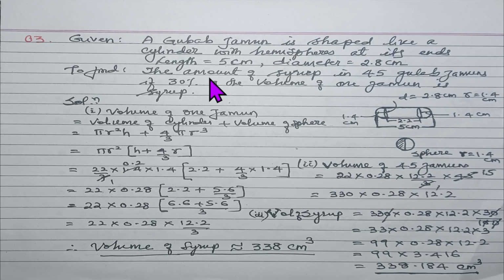Now the syrup is 30% of the volume of all the 45 jamuns, therefore I have to take 30% of that. That's why I have multiplied this by 30 by 100. So when I simplify it further, I get ultimately the answer as 338.184 centimeter cube. So therefore the volume of the syrup is 338.184 centimeter cube.